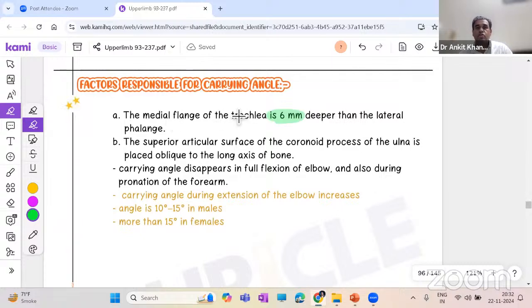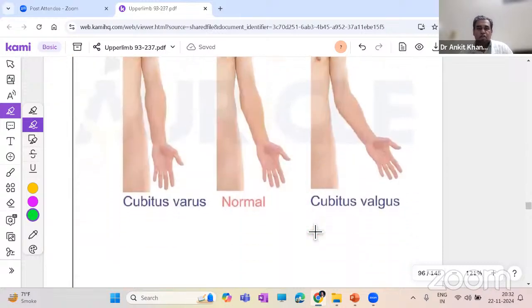What was that? That was trochlea. Remember capitulum, trochlea over here. And then from the lower part also we have the line, everything. So it is 10, 15 degrees in males around and more than 15 degrees in females. As I told, females have a more carrying angle compared to males. This is a must-know thing. You should know this.